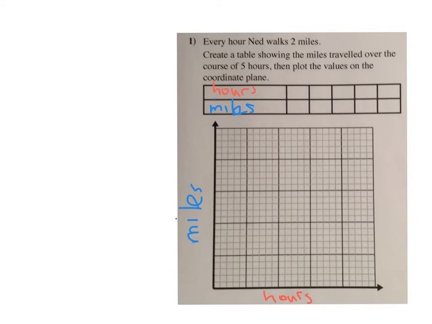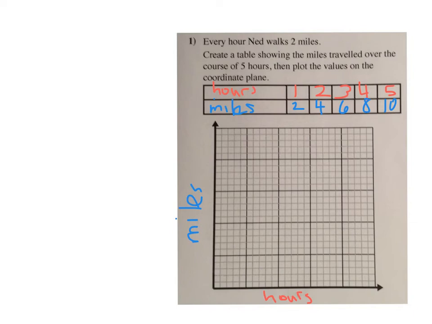So now let's start filling in the chart. For 1 to 5 hours, so 1, 2, 3, 4, and 5. It says here that he travels 2 miles for every hour. So it'd be 2 miles for 1 hour. It would then be 4 miles for 2 hours, 6 for 3, 8 for 4, and 10 for 5.